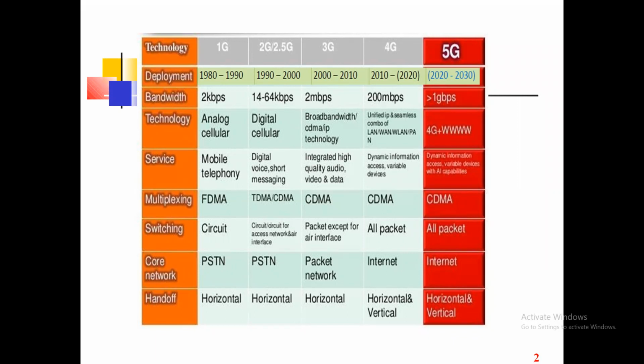And here the FDM technique, frequency division multiplexing, is used. And also the PSTN, the public switched telephone network. This is the core network for first generation cellular technology.